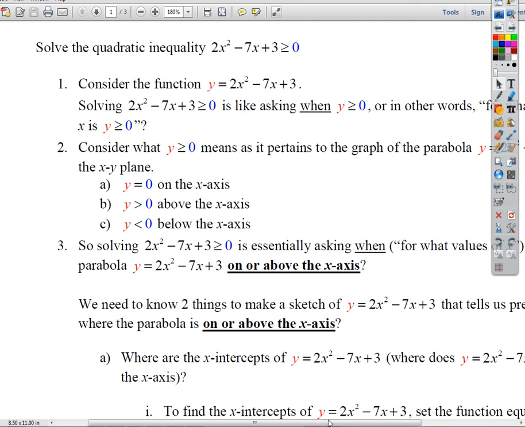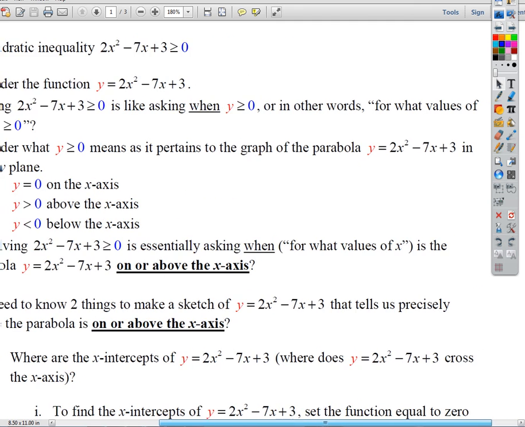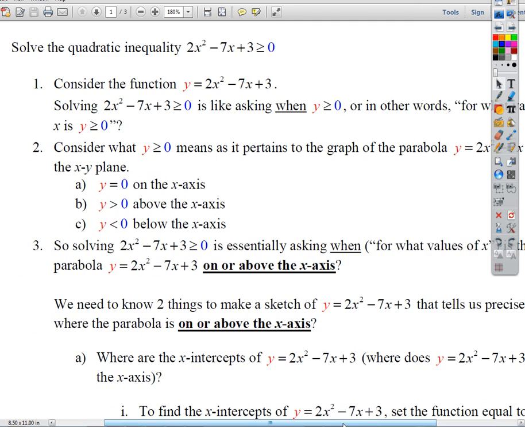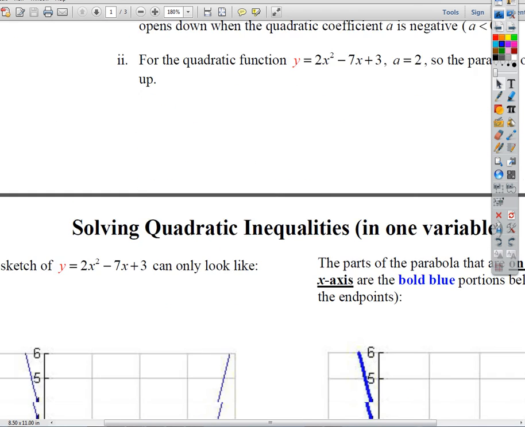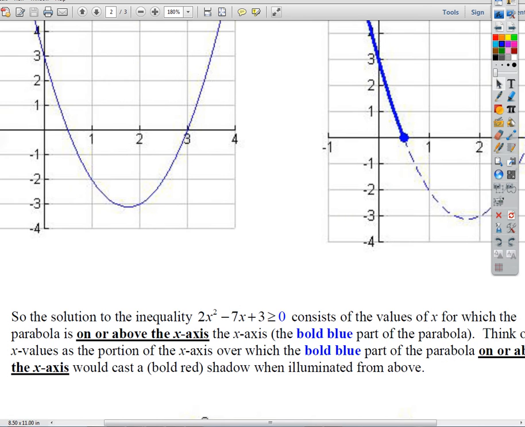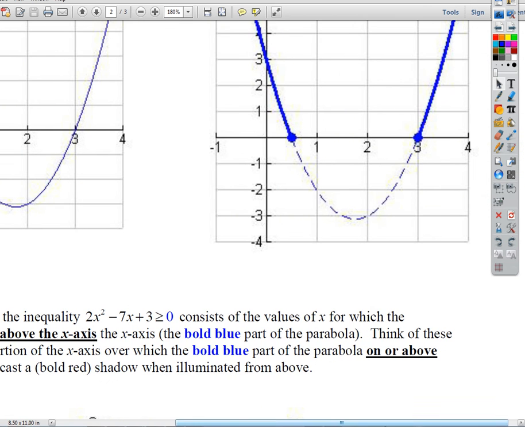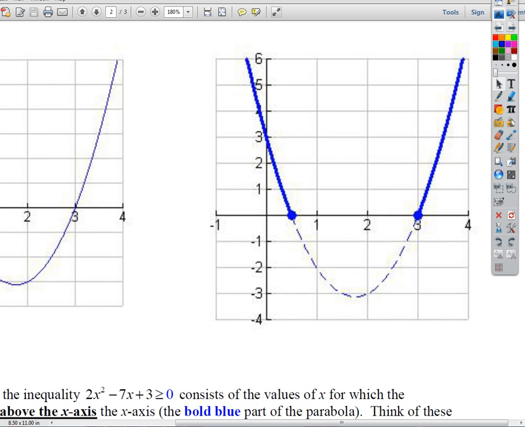For what values of x is y greater than or equal to 0? And we're just trying to find those x values, right? We want the x values that are going to make this statement true. So looking at my sketch then, which x values are we talking about? What are the x values that go with those parts of the parabola?